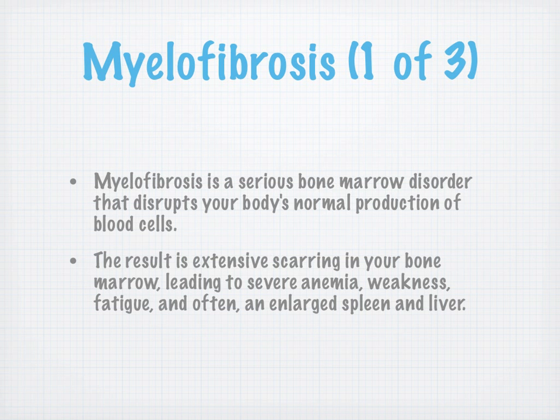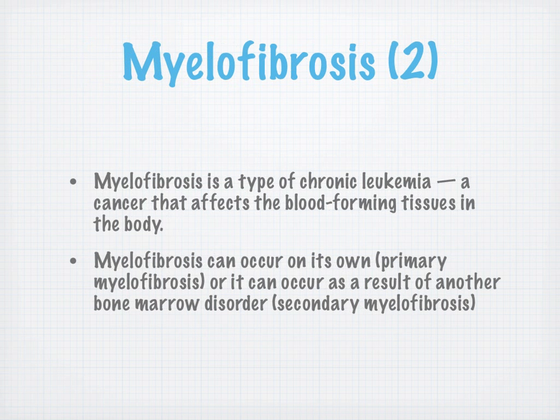And then what would happen if it were to progress to myelofibrosis? Well, myelofibrosis is a serious bone marrow disorder that disrupts your body's normal production of blood cells. The result is extensive scarring in your bone marrow, leading to severe anemia, weakness, fatigue, and often enlarged liver and spleen. And it's actually a type of chronic leukemia. And then what is that? A cancer that affects the blood-forming tissues in your body.